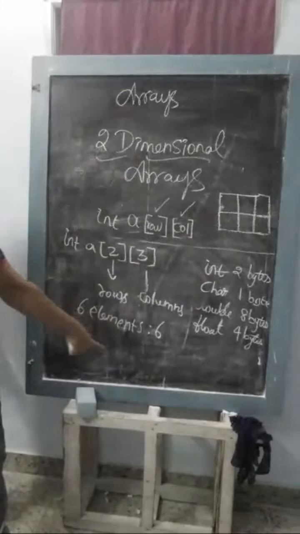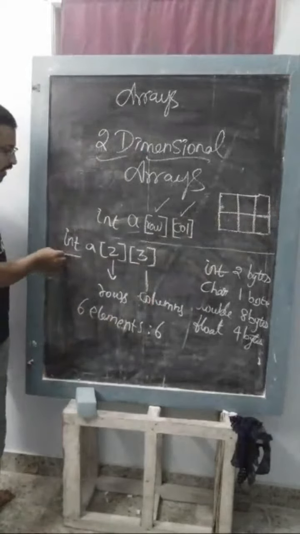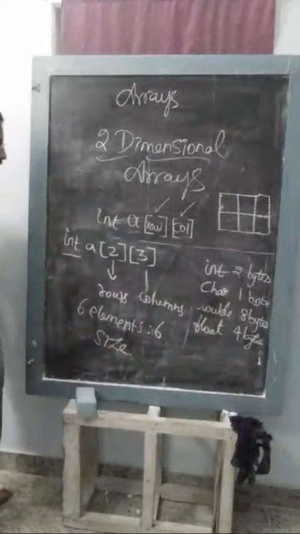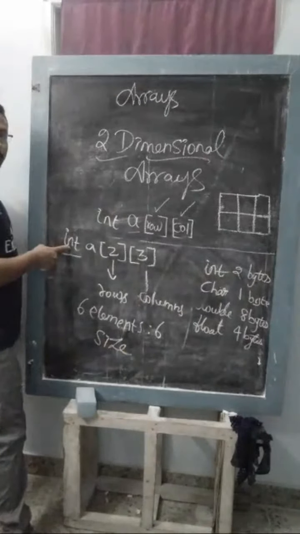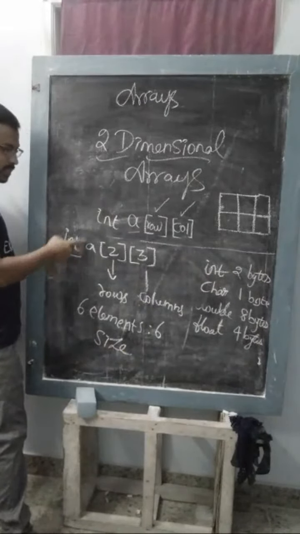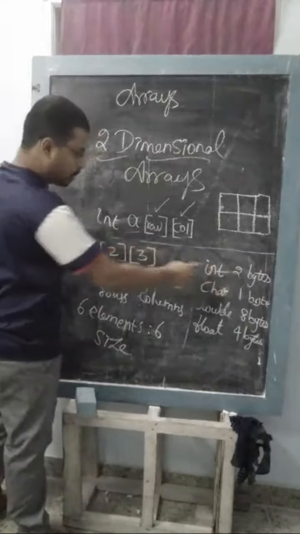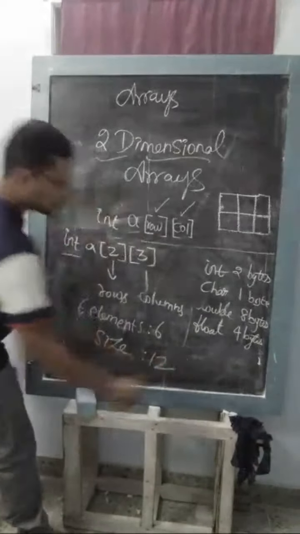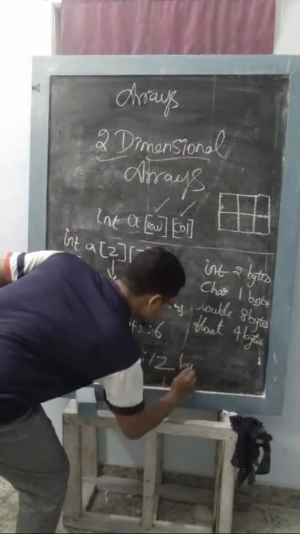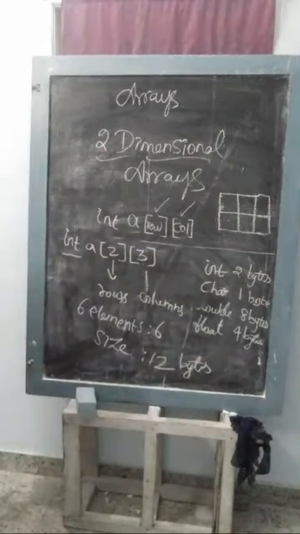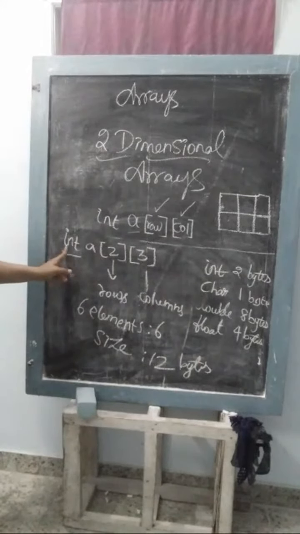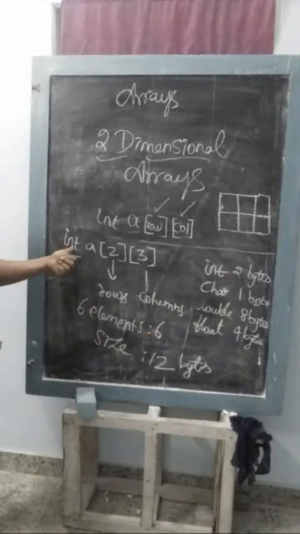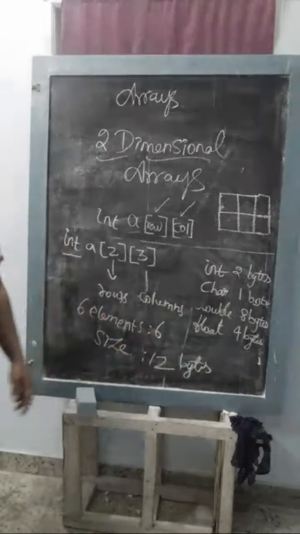You got it? Okay. So what is the size of the array? The size depends on the type of the array, which is integer type. Integer consists of 2 bytes, so 2 into 6 is 12 bytes, because an integer has 2 bytes and there are 6 elements. So 6 into 2 bytes is 12 bytes. You got it?